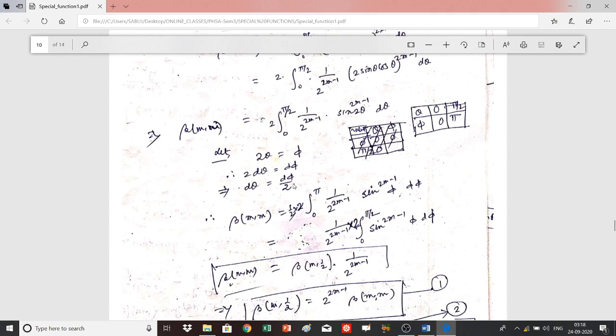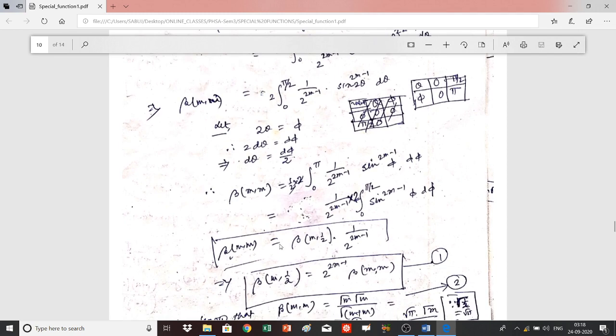2 is here, and since d theta is d phi by 2, another half is here, and here is d phi, then 2 to the power 2m minus 1, and this is sin phi to the power 2m minus 1. So that will give you 1 by 2 to the power 2m minus 1, and then just change this limit. So you can write this as 0 to pi by 2 once again with a multiplication of 2, then sin to the 2m minus 1 phi d phi. So beta m m is equal to, the second part is 2 integral 0 to pi by 2 sin to the 2m minus 1 phi d phi.